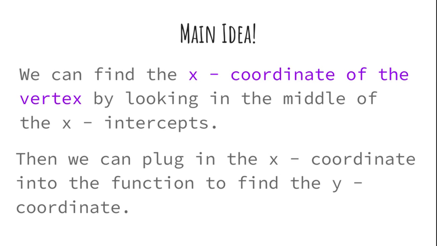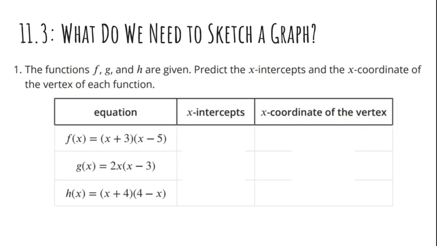So if we want to find the x-coordinate of the vertex, we actually just need to find the x-intercepts and then figure out where the middle is. Now we can find the vertex. So let's put that into practice.